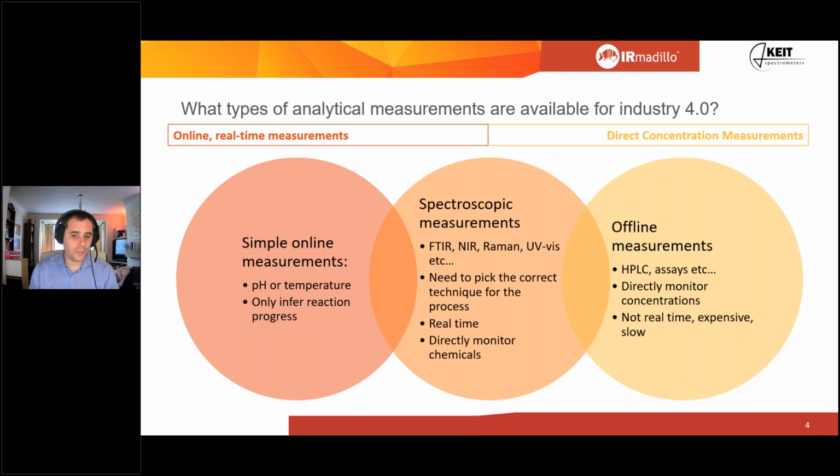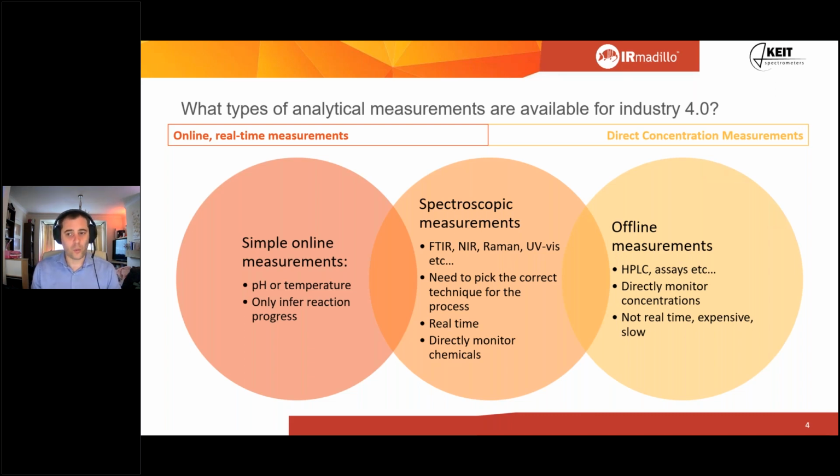And then in the middle, we've got spectroscopic measurements. These are real time, much like the online ones. And depending on the technique you use, they can look directly at the chemicals you care about. So it's effectively the best of both worlds. It is directly looking at chemistry in real time. And that is where the power comes from. And this is the way you would normally use a sat nav. At the end of the road, turn left. You get told before you need to make that decision, and it's helpful.